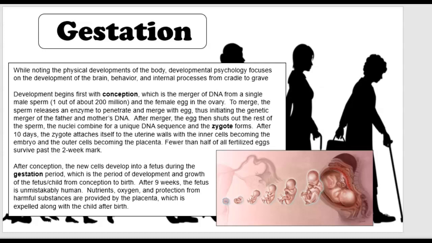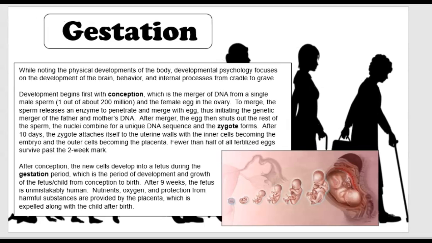After 10 days, the zygote attaches itself to the uterine wall, with the inner cells becoming the embryo and outer cells becoming the placenta. Fewer than half of the fertilized eggs survive past the 2-week mark. I do not think you will need to know this for the exam. I do not think they will ask you this question. But again, it's just to give you a sense of how it all begins, right?